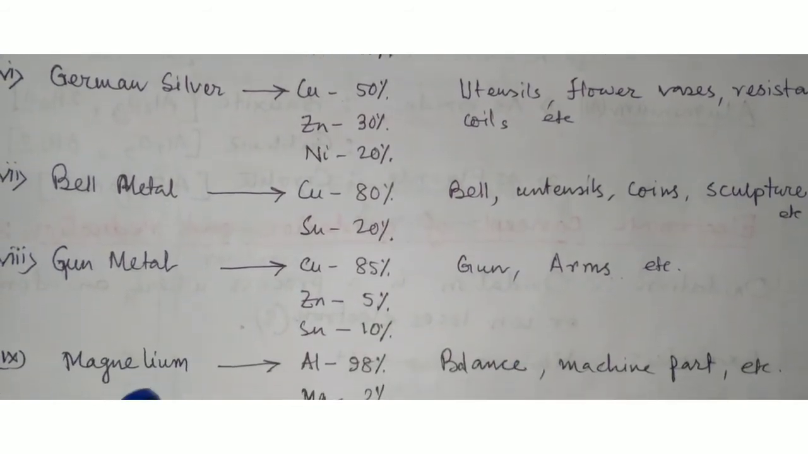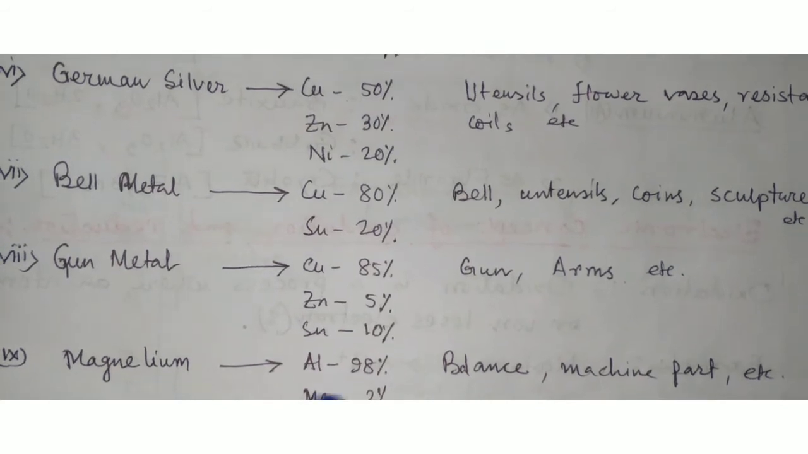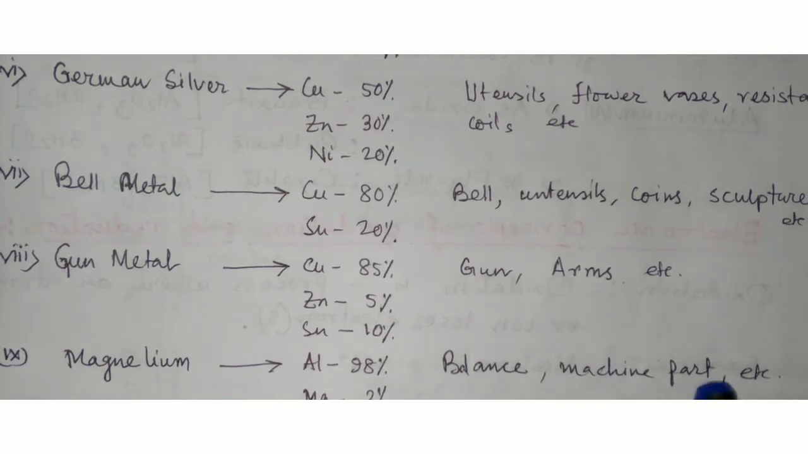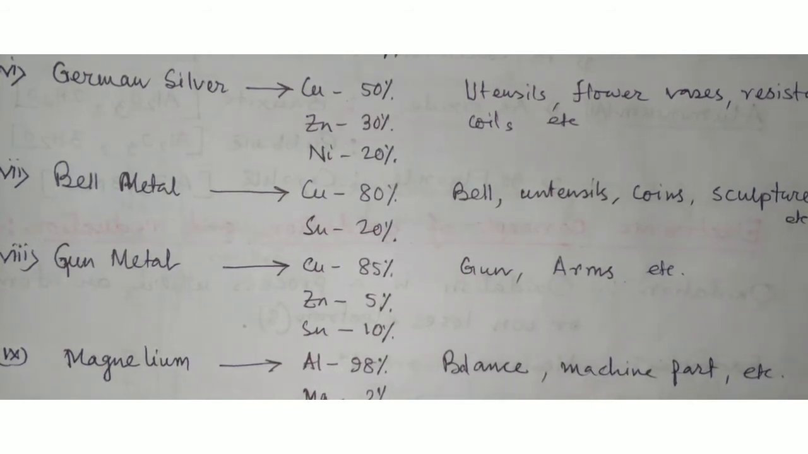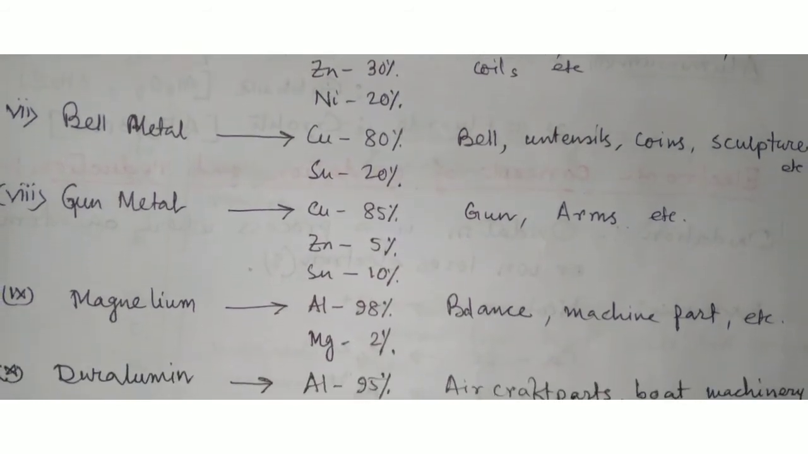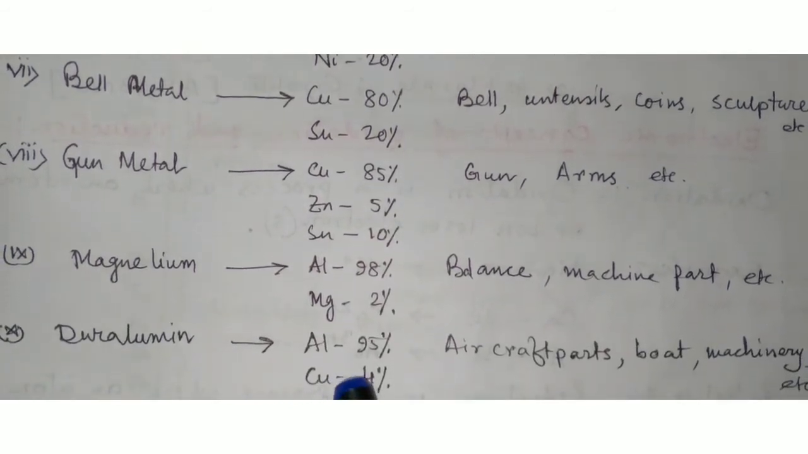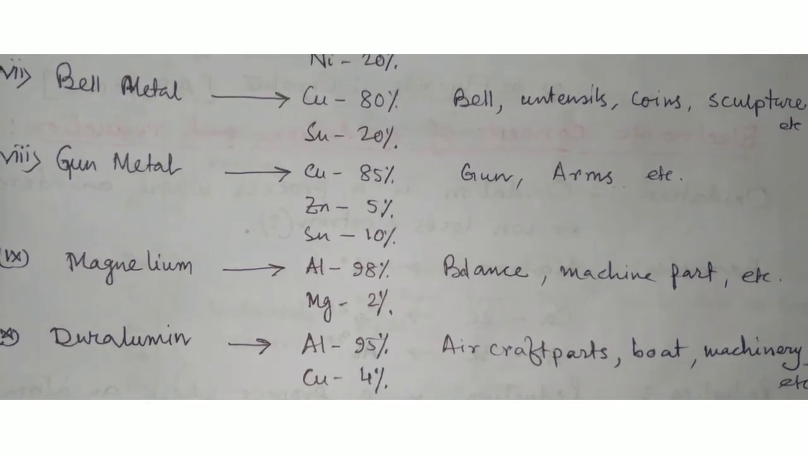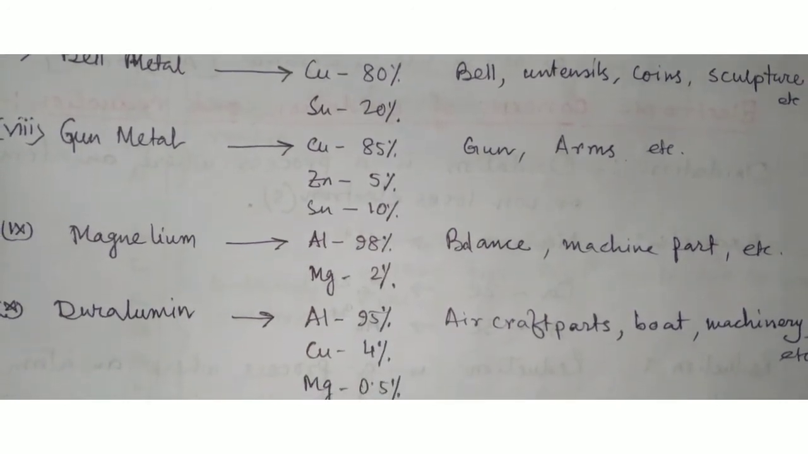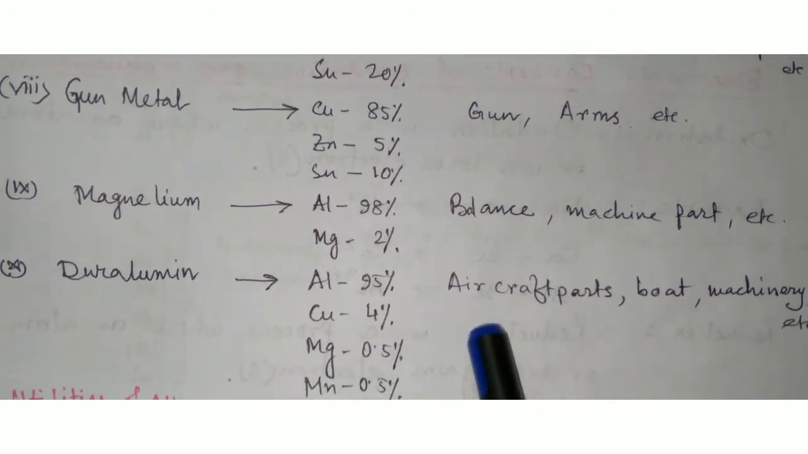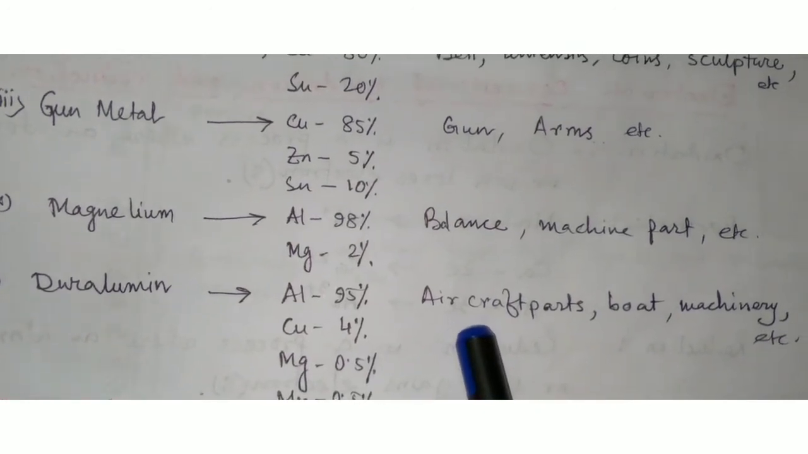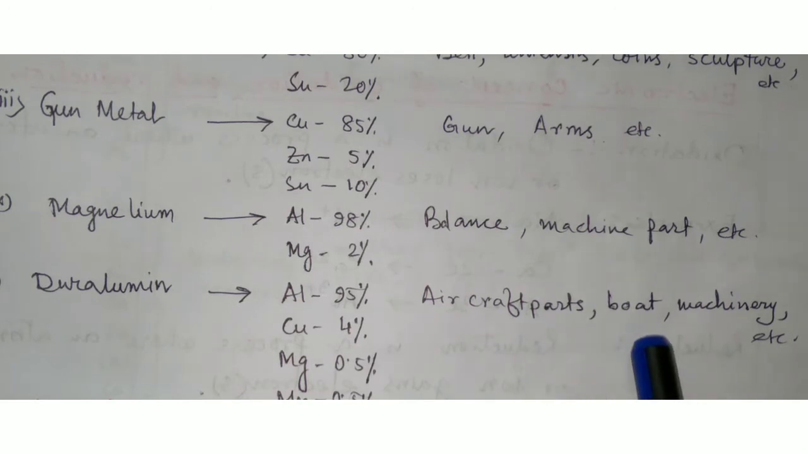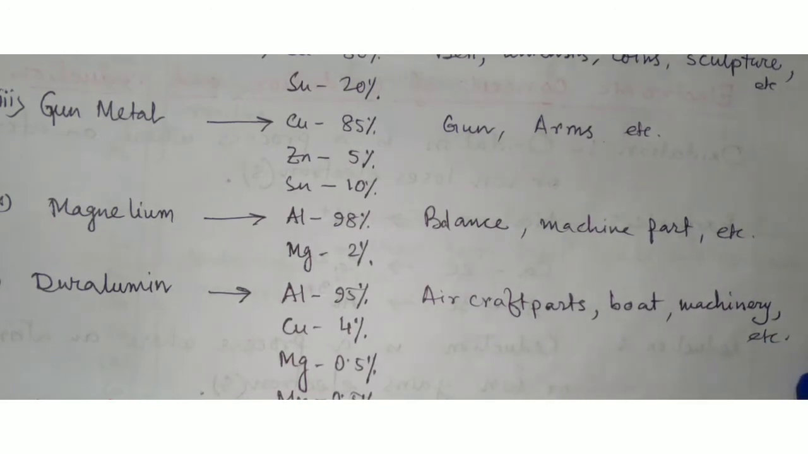The next alloy is magnalium: aluminium 98%, magnesium 2%. It is used to prepare balances, machine parts, etc. And the last alloy is duralumin. The composition of duralumin is aluminium 95%, copper 4%, magnesium 0.5%, and manganese 0.5%. It is mainly used to prepare aircraft parts, boats, machineries, etc.